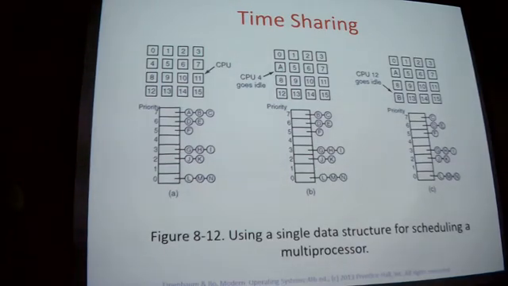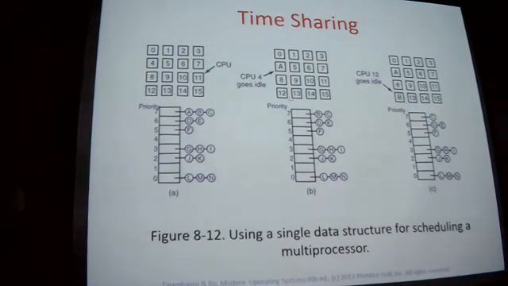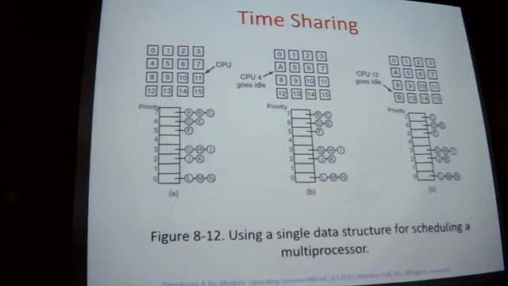Now, CPU 12 is also idle, so we have to allocate the next one. The next one is B. So CPU 12 handles process B, and so on.